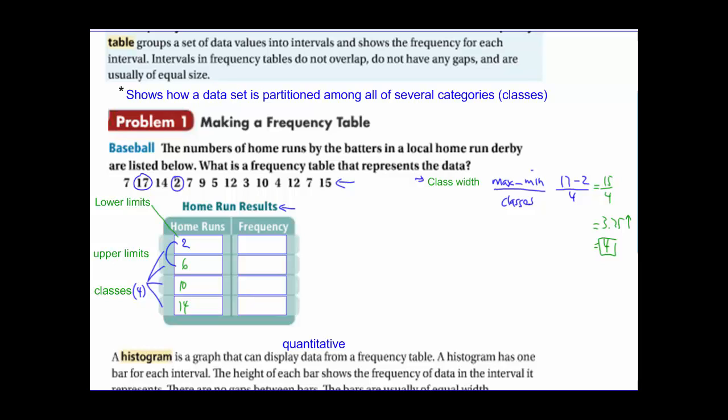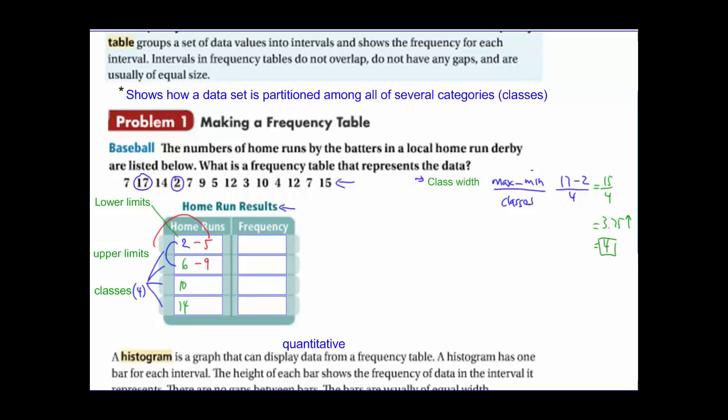To get our upper limits, which are on the right side, we go 1 less than the next lower limit. So if we went 2 to 6, 1 less than 6 is 5. So this first class is home runs from 2 to 5. If we go to the next one, we went from 6 to 10, and 1 less than 10 is 9. One key is that once we find an upper limit, we can use our class width to find the next upper limit, just as we did with the lower limits.